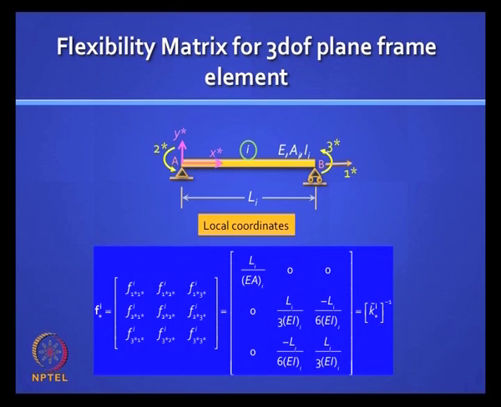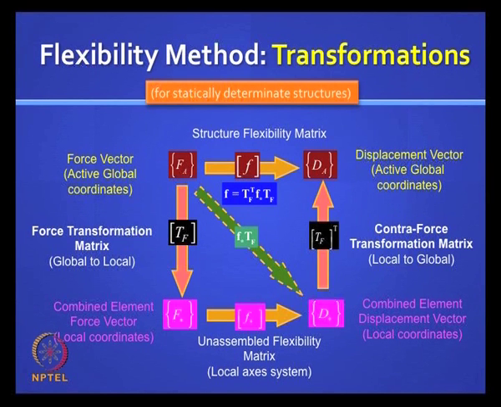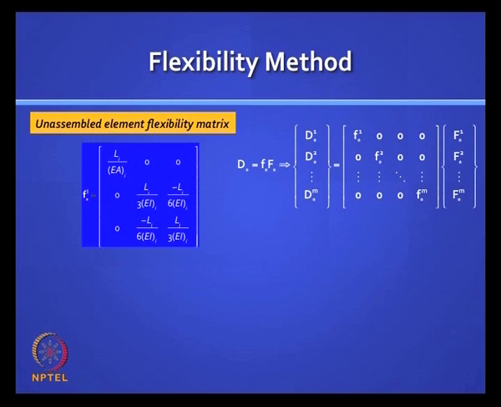Very easy to remember because you know what you did for a beam element, you know it is L by 3EI, minus L by 6EI, L by 3EI and minus L by 6EI. You just have to add the axial stiffness as you did in the stiffness method, L by EA. Okay. Then you do the transformations and standard procedure.